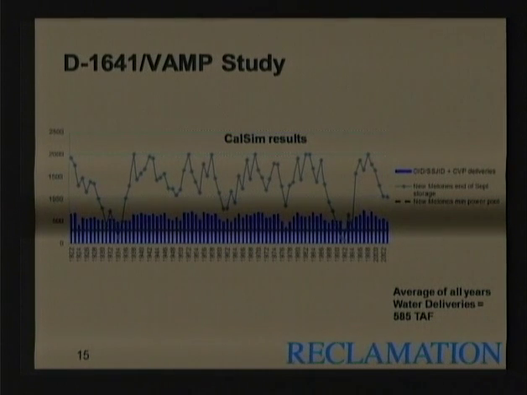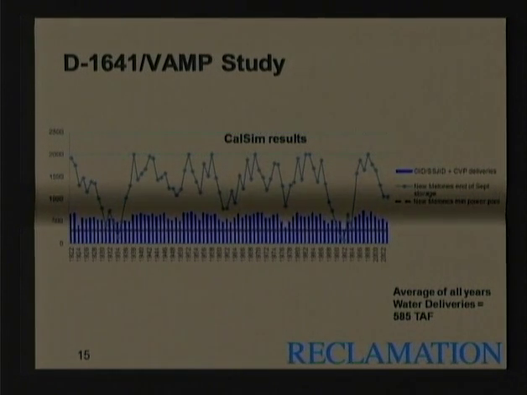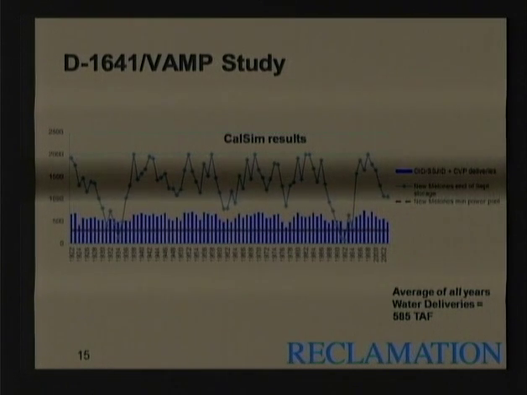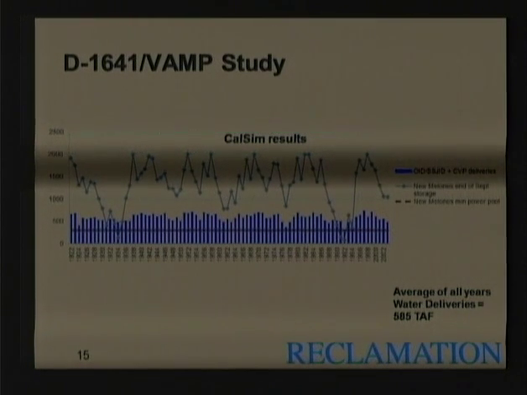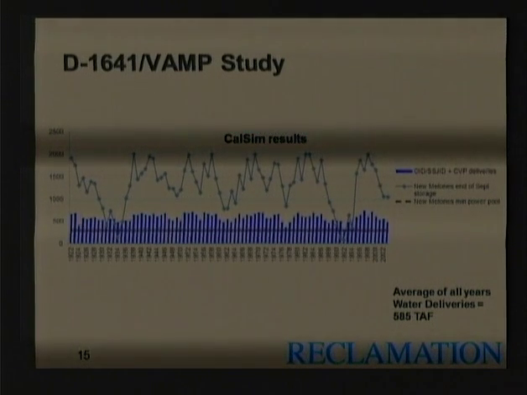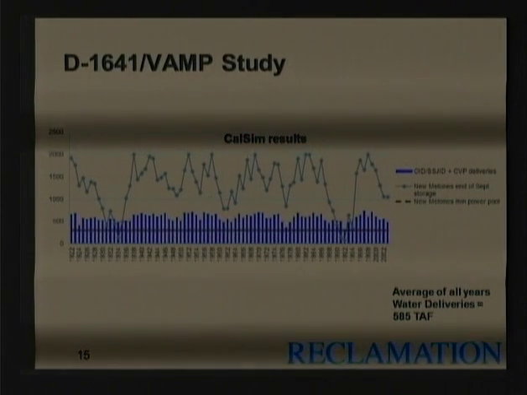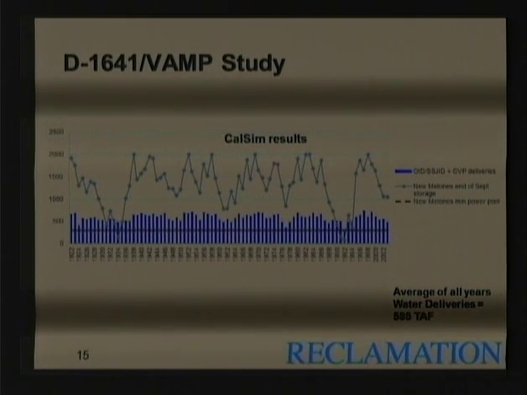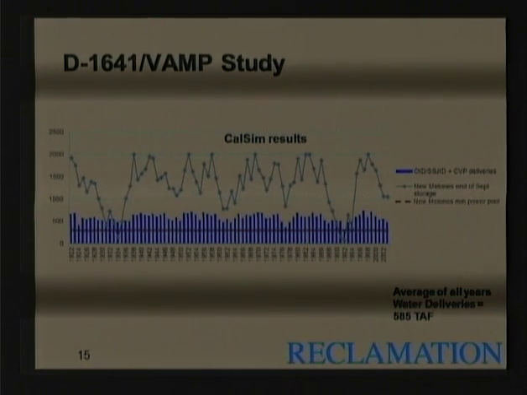And I'm just going to finish up here and show some slides with some graphs of some of the results of the four scenarios. So the lines are New Melones storage. The bars at the bottom, the blue bars, are the total deliveries of Oakdale, South San Joaquin, and the CVP contractors. And that black line is New Melones minimum power pool, which is 300 TAF.